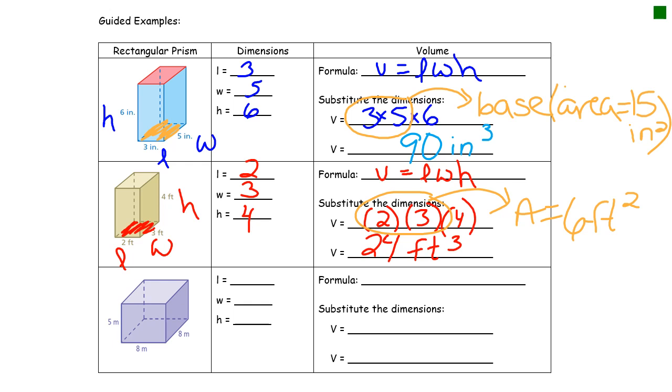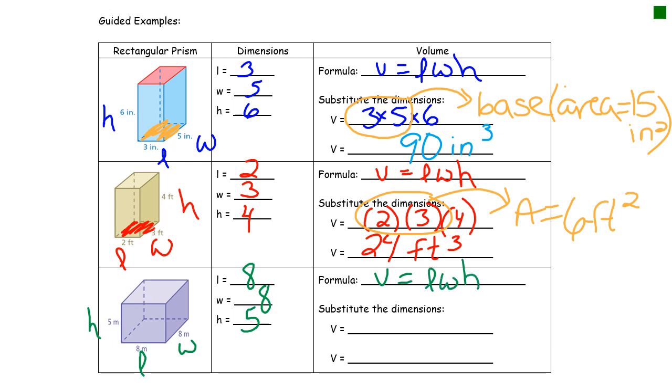And the last example I have on this screen, the 5 meters, the 8 meters, and the 8 meters, it's not a cube because not all of the dimensions are the same. 2 of them are the same. My length right here will be the 8 meters. My width will be the 8 meters. And the height will be the 5 meters. So my formula, volume is equal to length times width times height.